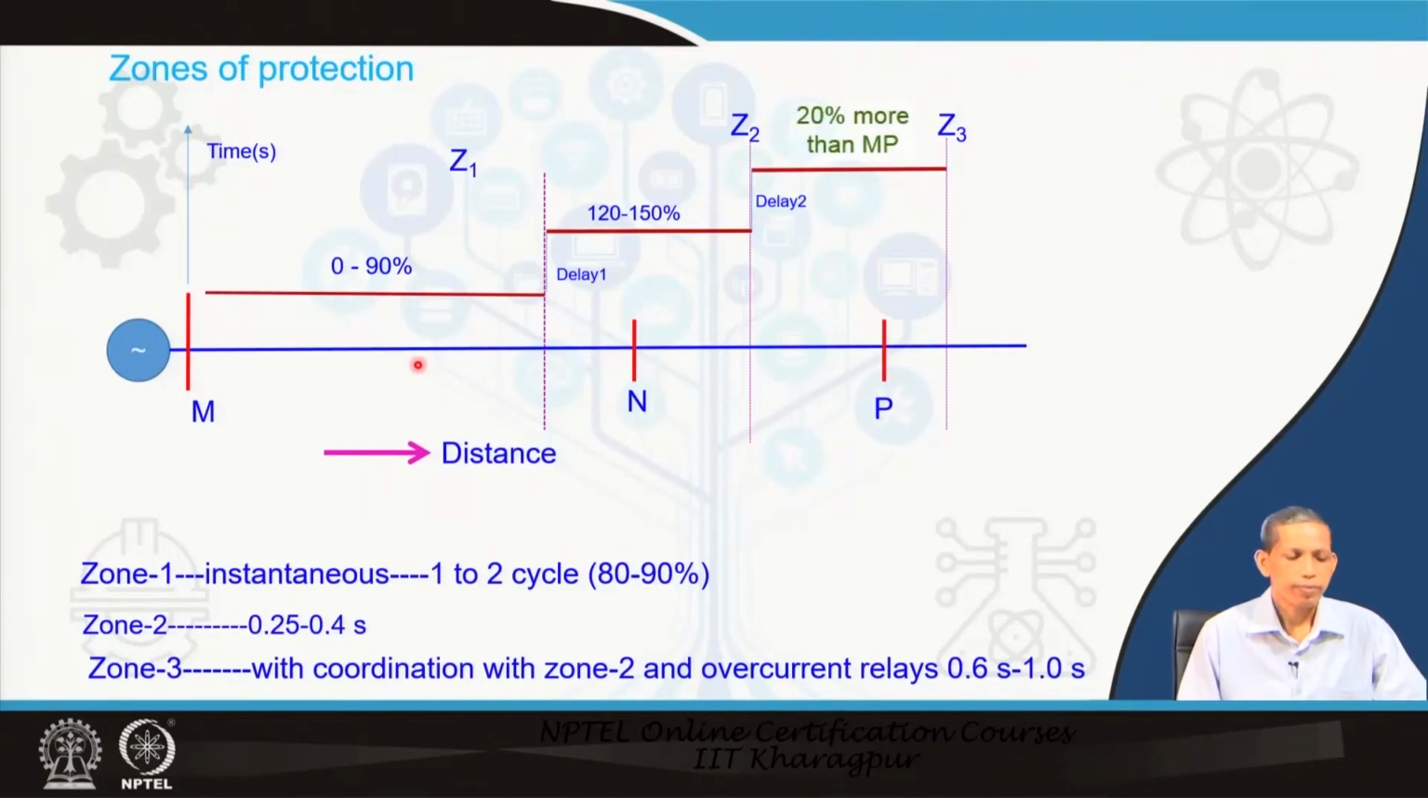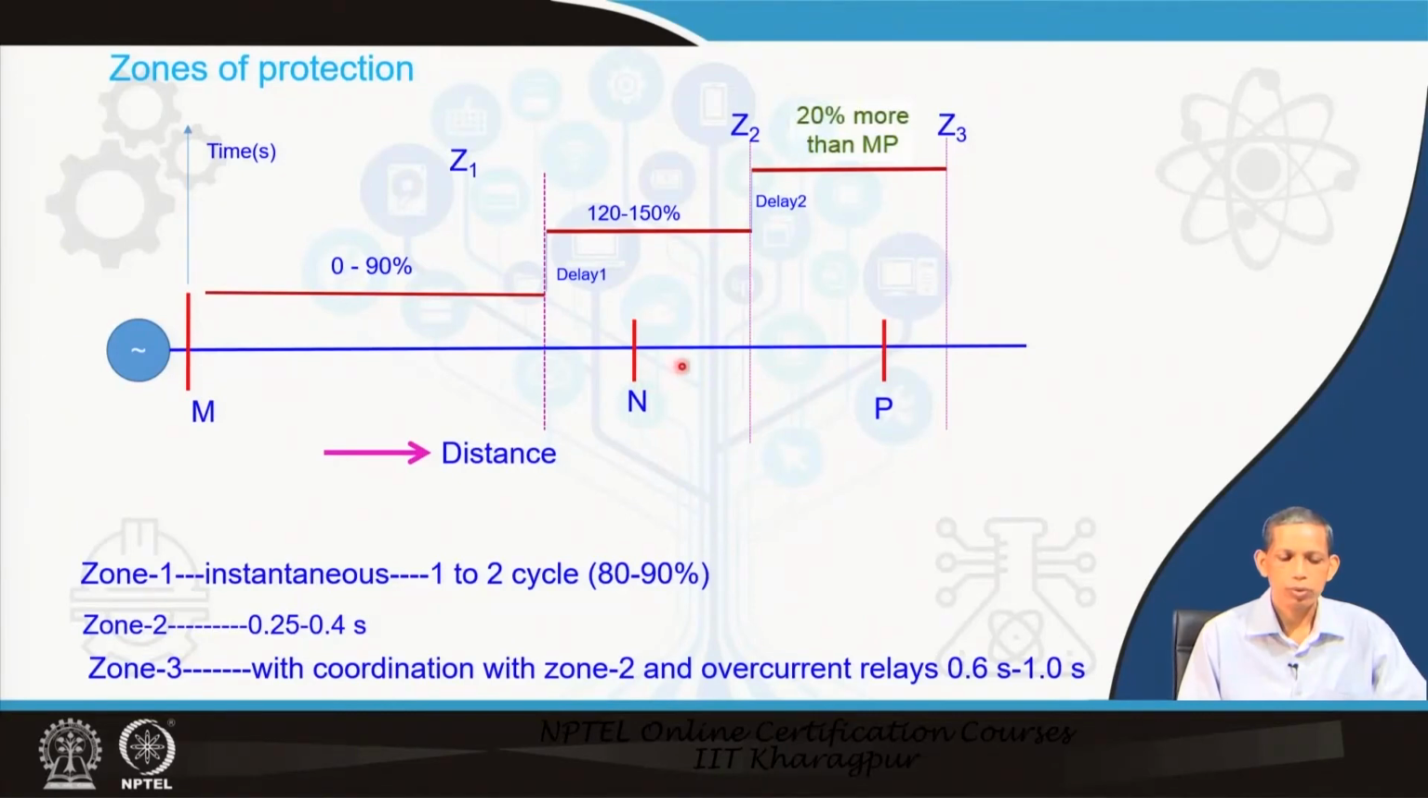Now, we will see here that this first zone covers up to 90%, and this one covers the rest of the portion. To ensure that no fault is left out from here, we extend the reach of this zone 2. Any fault in the NP section also must be taken care of by the Rm relay as a backup.